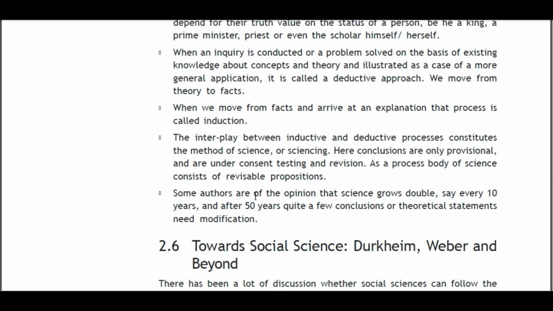Some authors are of the opinion that science grows double, say, every 10 years, and after 50 years quite a few conclusions or theoretical statements need modification.